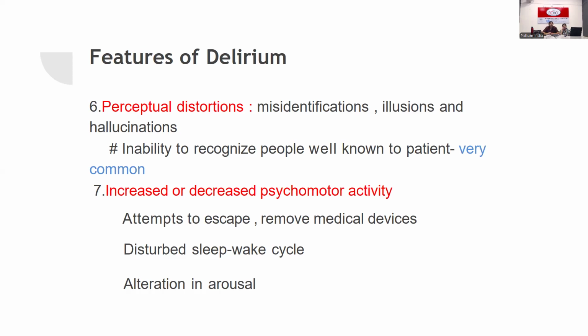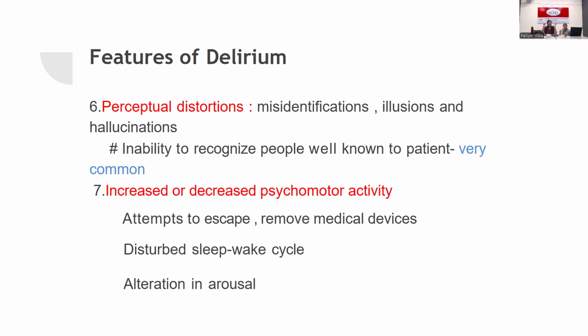Then increased or decreased psychomotor activity. We know the patient tries to escape. It's not because they want to leave the hospital, maybe because of their thoughts, the attempt to escape. Psychomotor activity means the strength, everything will increase. They'll try to escape, remove the medical devices, a patient pulling out Ryle's tube. Don't scold them. They are not doing it purposely. Not everyone, but at least most of the people having delirium are not doing all these things purposely. Don't scold them, don't shout at them. This might be because of this delirium.